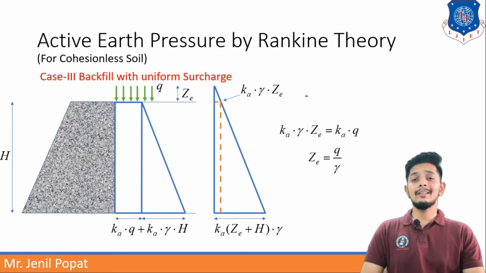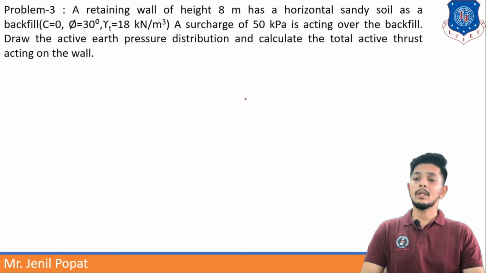Let us understand and discuss one problem here. Problem number 3. A retaining wall of height 8 meter has a horizontal sandy soil backfill with properties C equal to 0, phi equal to 30 degree, and gamma T is 18 kilonewton per meter cube. These are the properties of the soil. A surcharge of 50 kilopascal is acting over the backfill. Draw the active earth pressure distribution and calculate the total active thrust on the wall.